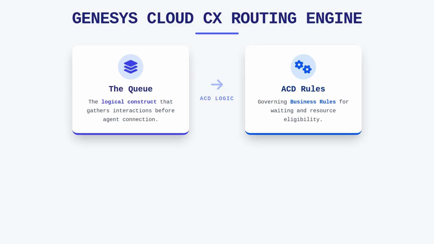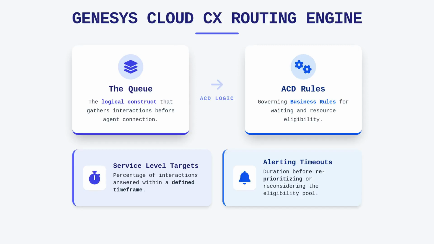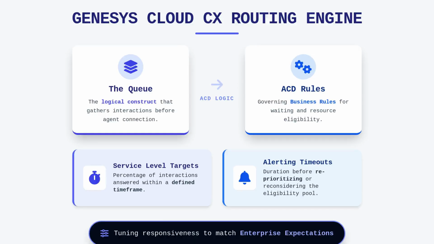Configuring a queue requires more than just assigning members. It necessitates a deep understanding of service-level targets, which dictate the percentage of interactions we aim to answer within a defined time frame. Alerting timeouts are equally important, as they determine how long the system will attempt to present a specific interaction to an agent before reconsidering the eligibility pool or reprioritizing the interaction. By setting these parameters, you are effectively tuning the responsiveness of your contact center to match the expectations of your enterprise.